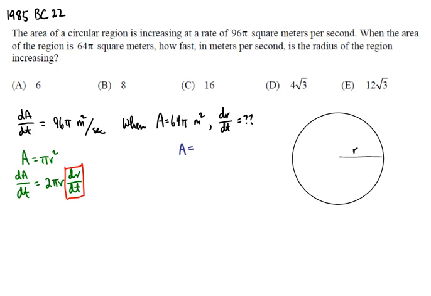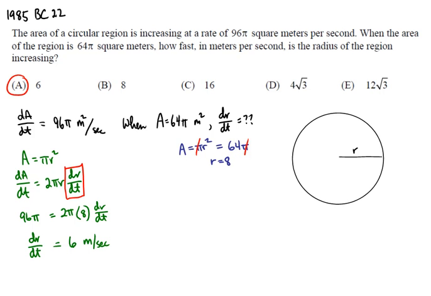So since area is pi r squared, and we want to find the radius when the area is 64 pi, pi's cancel, we get r squared is 64, and so r is 8. We can now plug in all the givens in our derivative equation. dA/dt is 96 pi. That's equal to 2 pi times 8 times dr/dt. So we're going to divide both sides by 16 pi, and that leaves dr/dt equal to 6 meters per second, and that's our final answer, choice A. And that will do it for these two problems.